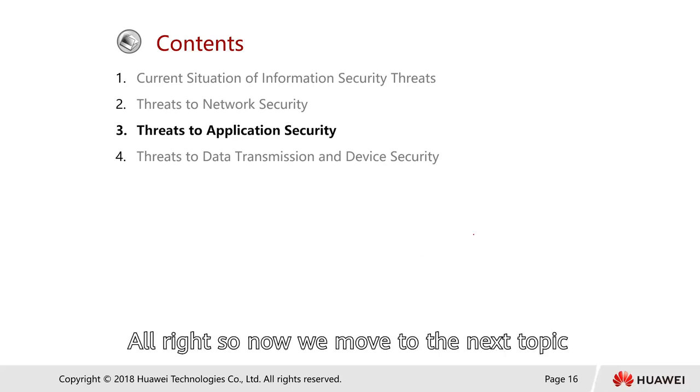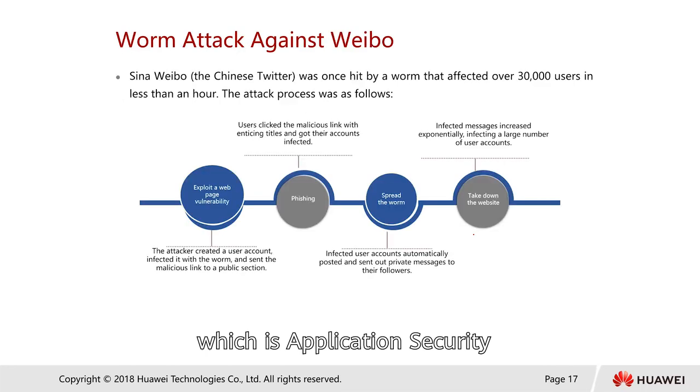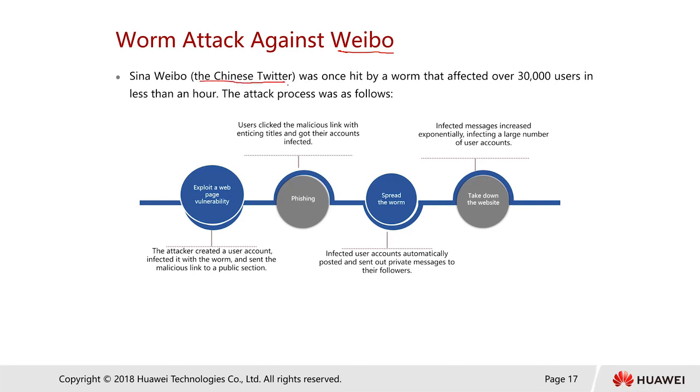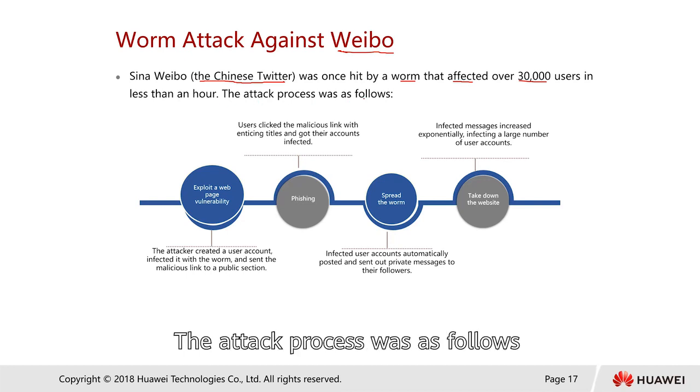Alright, so now we move to the next topic, which is application security. Let's talk about a case study which happened in China, a worm attack against Weibo. Weibo, or maybe the full name is Sina Weibo, is like the Chinese Twitter. It was once hit by a worm that affected over 30,000 users in less than an hour. The attack process was as follows.